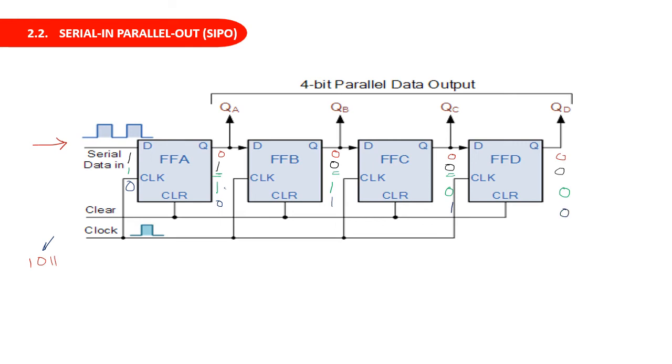Now we will apply the next bit that we have to transfer, that is 1. So the next data that we will apply here is 1, and when the clock pulse is applied, the first flip-flop output will be 1, the second flip-flop output will be 0, the third flip-flop output will be 1, and the fourth flip-flop output will be 1. Now all the 4 bits are transferred. Now we will take this data serially at the output. So at the output we will get the data as 1 0 1 1.